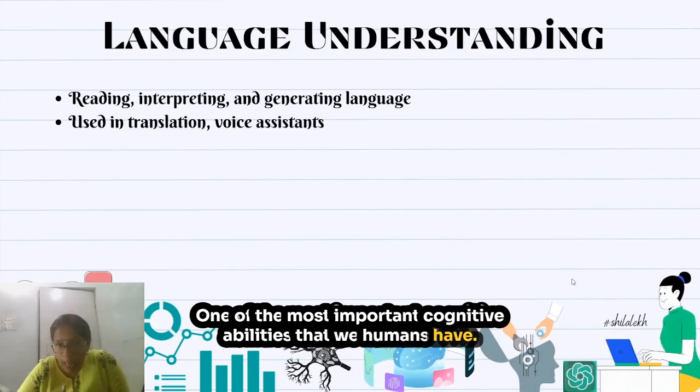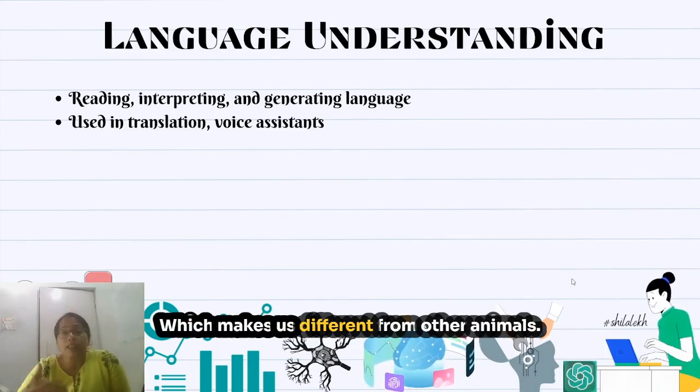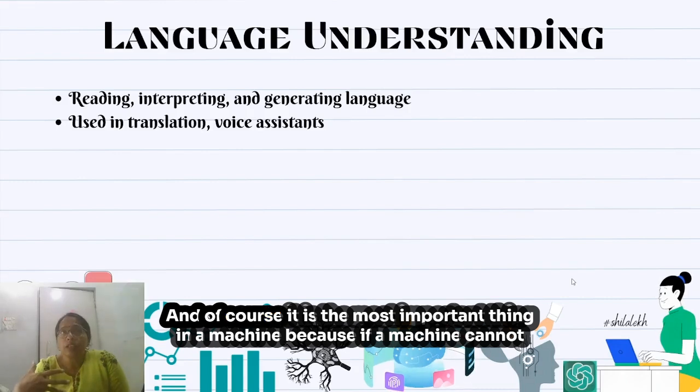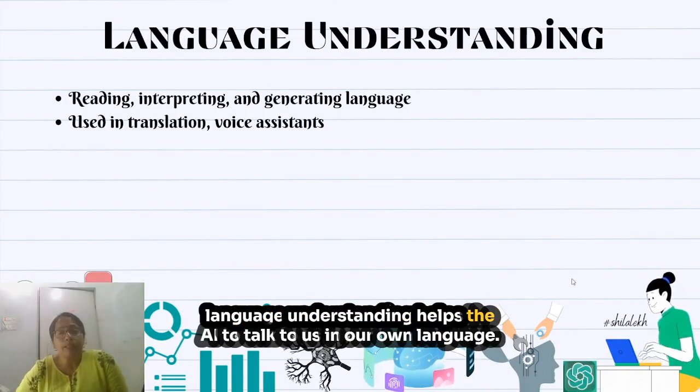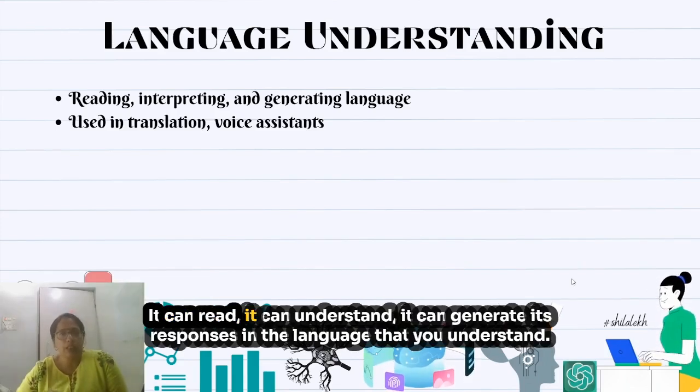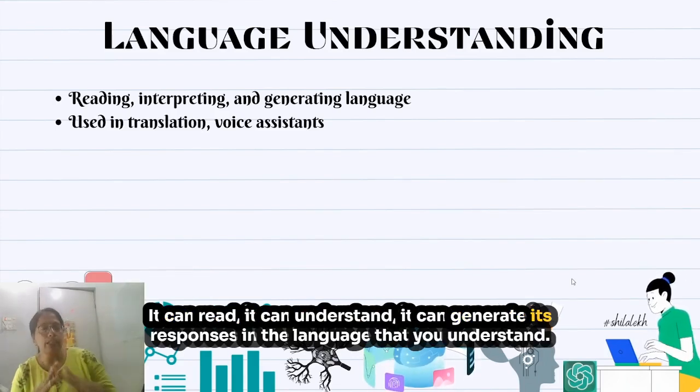we humans have, which makes us different from other animals. And of course, it is the most important thing in a machine, because if a machine cannot give you response in a language that you understand, it doesn't serve the purpose. Language understanding helps the AI to talk to us in our own language. It can read, it can understand, it can generate its responses in the language that you understand.